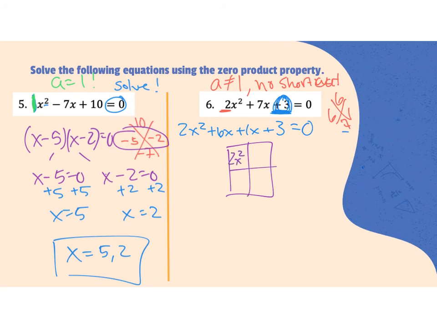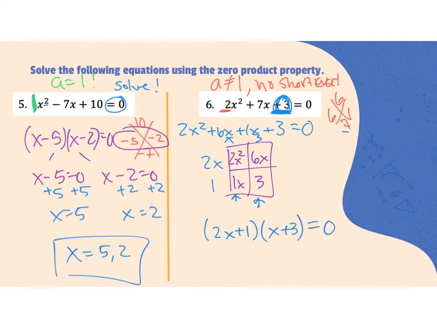2x squared, 6x, 1x, and 3. 2x squared and 6x is going to be 2x. 1x and 3 is going to be 1. 2x squared and 1x is just x, and 6x and 3 is going to be a 3. So your two factors there are 2x plus 1 and x plus 3.